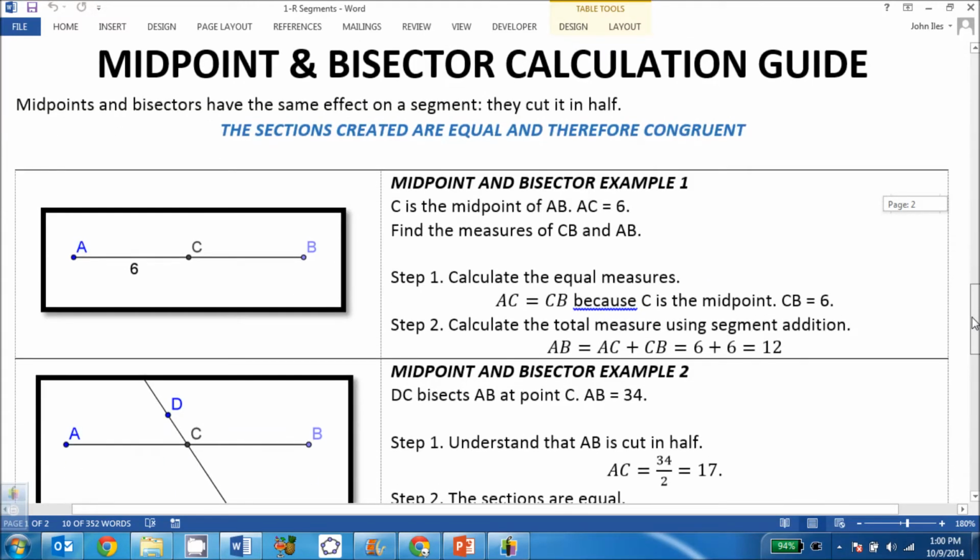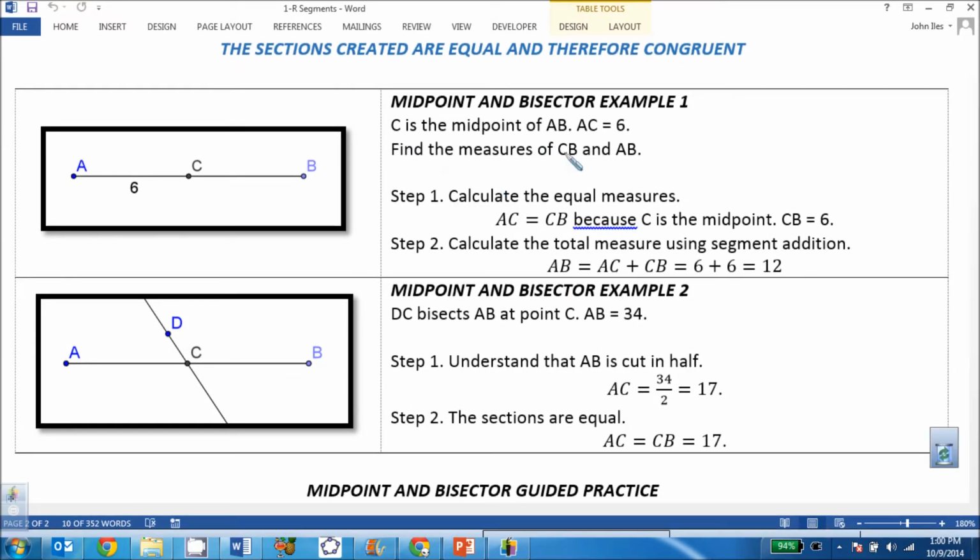Okay, it's time to talk about midpoints and bisectors. The only difference between midpoints and bisectors is that one is a line crossing through the middle of a segment and one is a point at the middle of a segment. They both have the same effect, and that's that the created sections are equal and therefore congruent. So let's look at these 2 example problems.